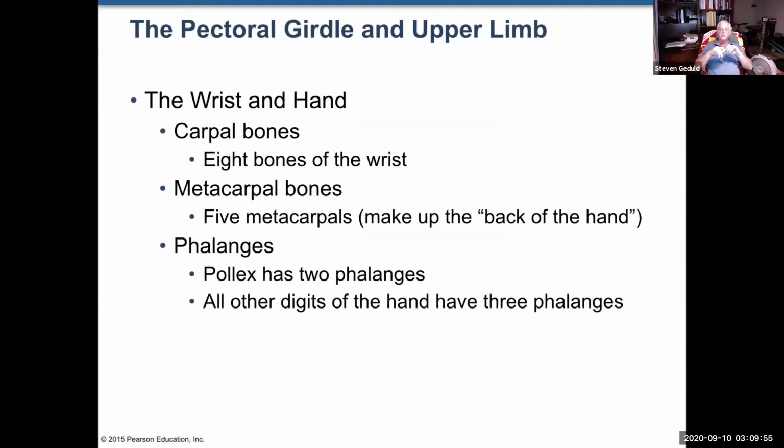The wrist is your carpal bones. There's 8 bones that make up your wrist. There's 5 metacarpal bones that make up the back of your hand. And there's phalanges, which make up your fingers. And the pollex. Pollex has 2 phalanges. All the other digits have 3 phalanges. The pollex is your thumb.